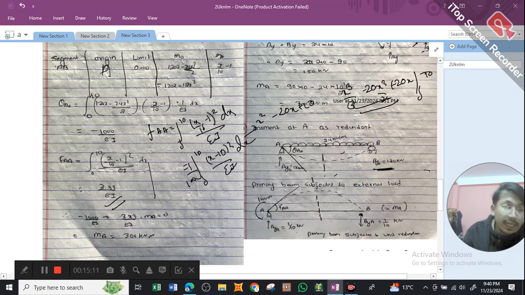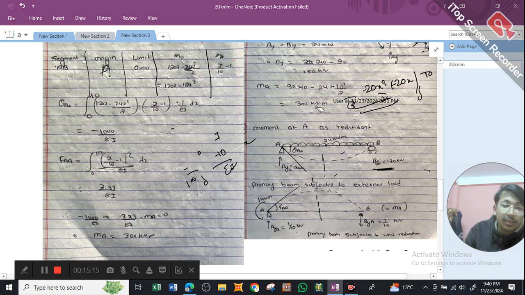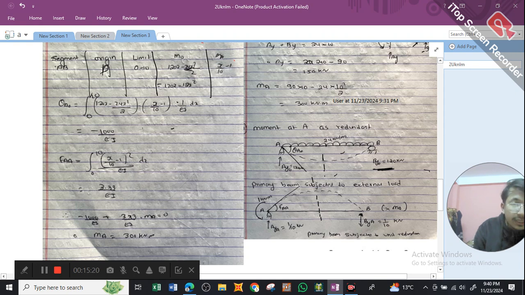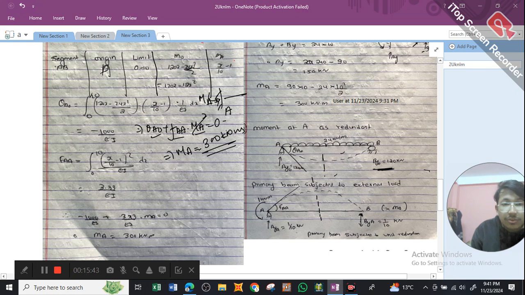Apply this simple algebra and simple integration, and you're going to get the value as 33.3 divided by EI. After solving all this, we get into our main formula, which is theta a naught plus faa into ma, moment about a, equals 0. Here ma is equivalent to the moment reaction which we had at the support a. We put in our value of theta a naught and our value of faa, and we get our value of ma as 300 kilonewton meter. So in order to remove that redundant moment, we have to apply a moment of 300 kilonewton meter.